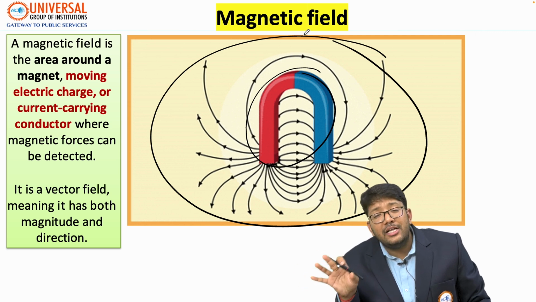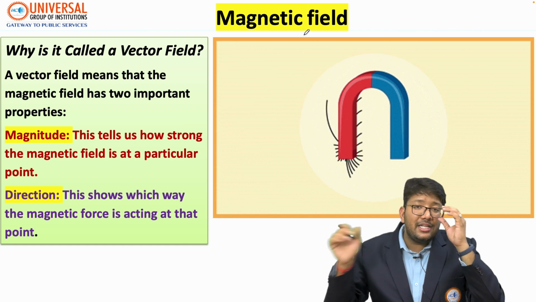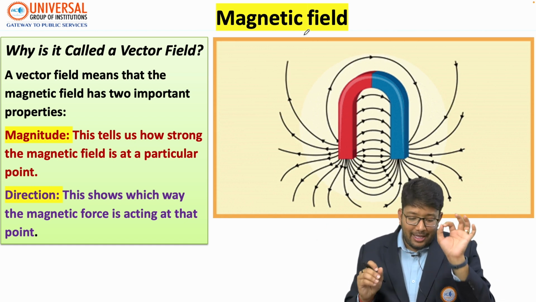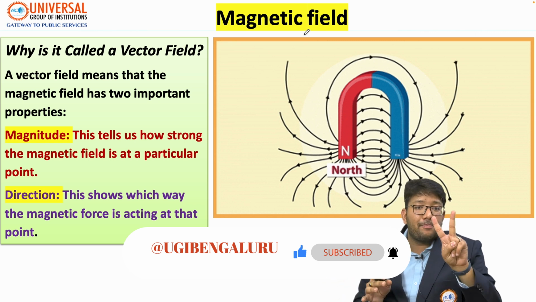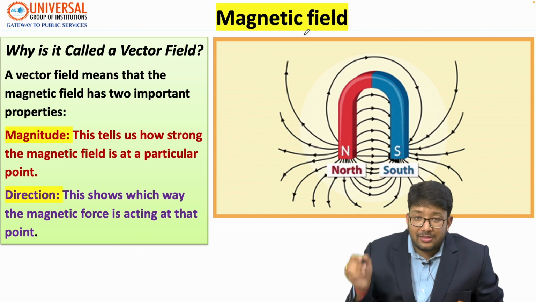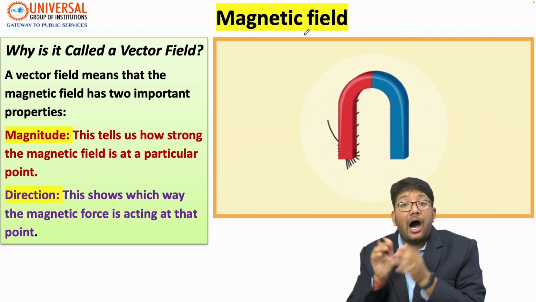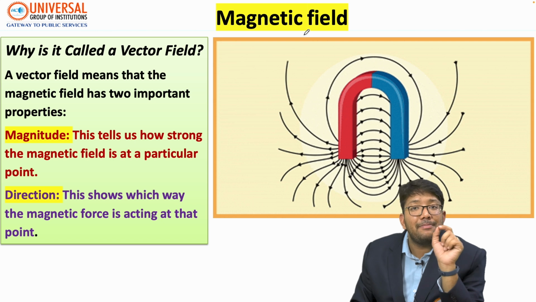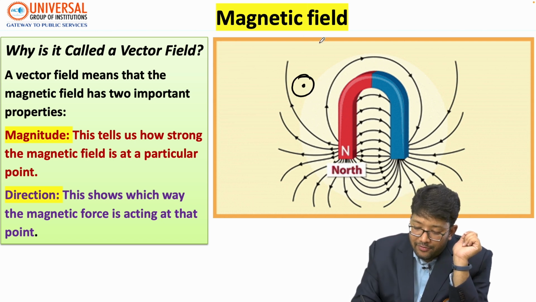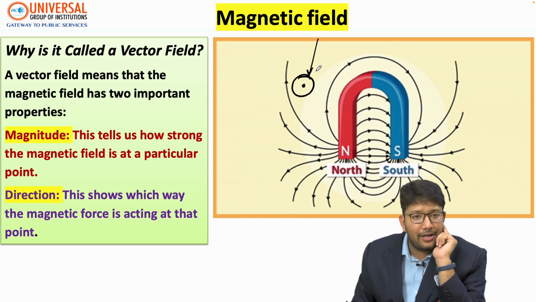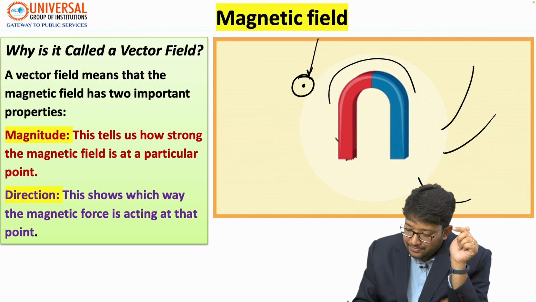This particular field is also called a vector field. Okay, what is this vector field? Why is it called a vector field? The simple reason is that a vector field means the magnetic field has two important properties. Magnitude will tell you how strong the magnetic field is at a particular point. Suppose I want to calculate the magnetic field at this particular point, then magnitude will tell you. Direction means these are the directions, okay.